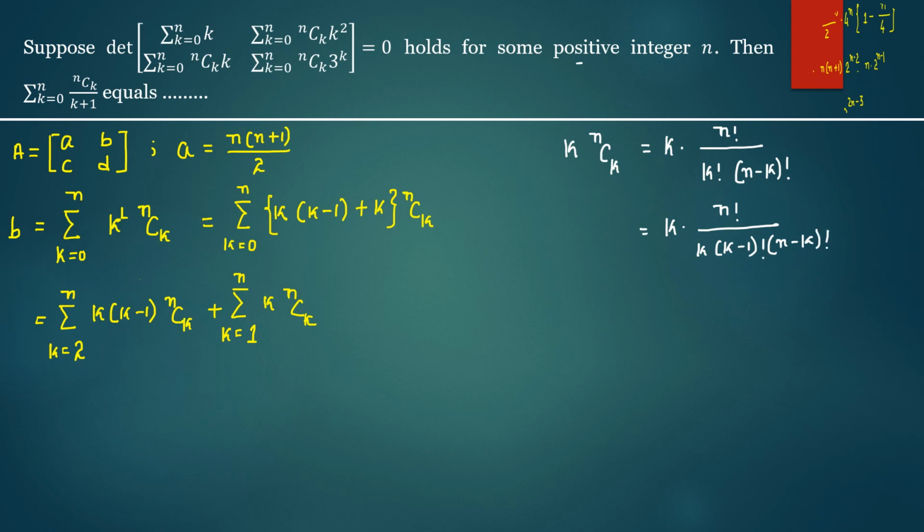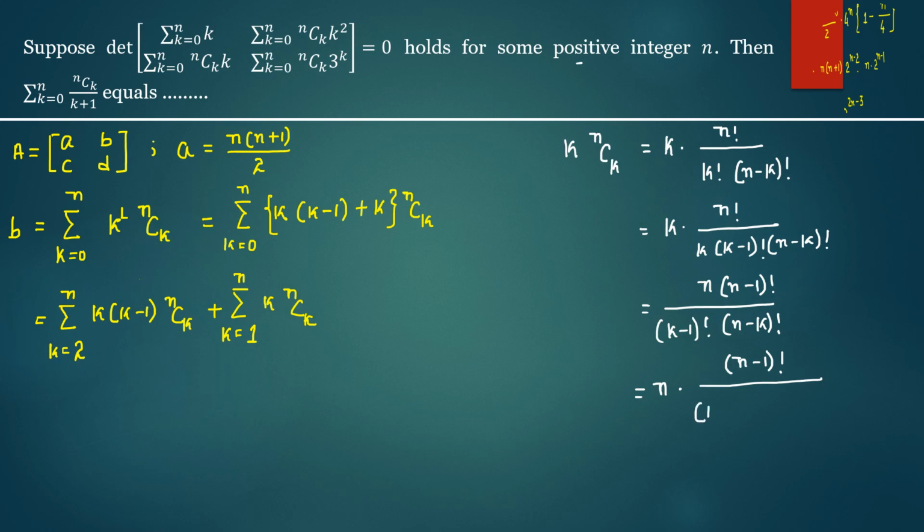So therefore we can rewrite it as n factorial divided by (k minus 1) factorial into (n minus k) factorial. Now, what's the purpose of rewriting it? See that the numerator n factorial can also be written in a special form, that is n into (n minus 1) factorial. So it can be written as n into (n minus 1) factorial.